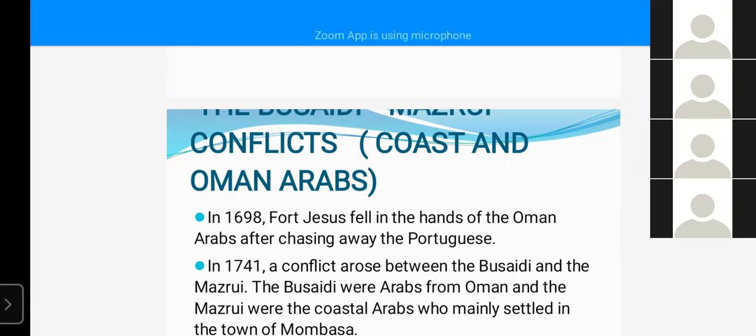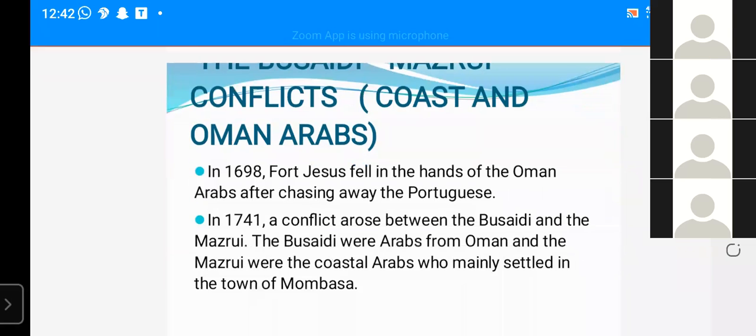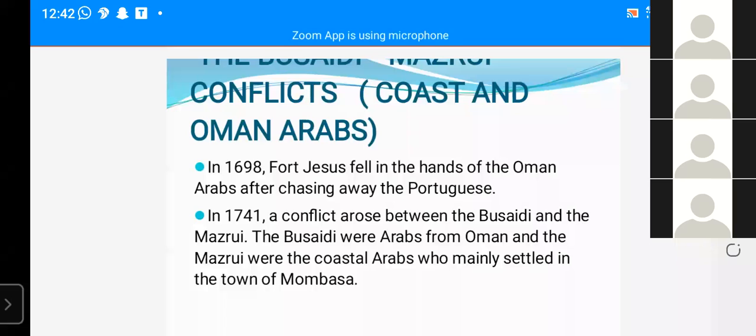Okay, in the next one, we are going to look at the Busaidi-Mazrui conflict, and would want to see how and how long it took. So we are focused on the time. We need to know the time frame, and we need to know the major events that cut across this conflict. In 1698, we have Fort Jesus falling into the hands of the Oman Arabs, having chased the Portuguese away.